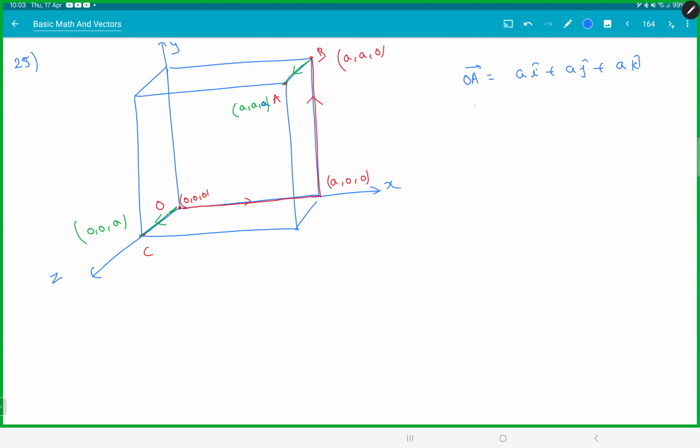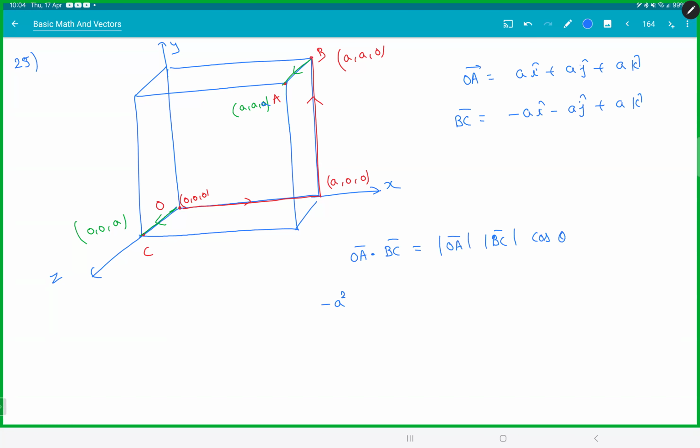Then if you go from B to C, you're going from B to C. So C is final, C minus A, minus AI cap, minus AJ cap, plus AK cap. You're done. You want the angle between these two vectors? OA bar dot BC bar. The moment you say angle, it means dot product only. Mod A bar, mod BC bar, cos theta.